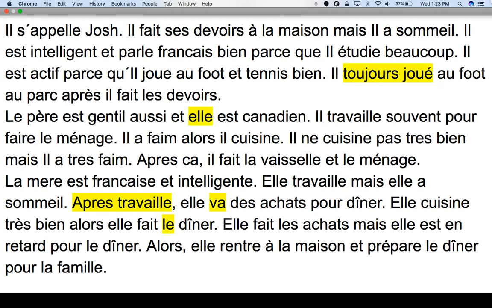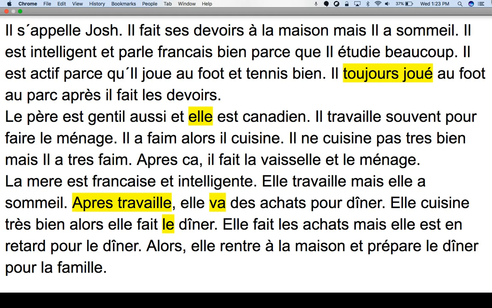Elle va des achats, it should say elle fait des achats, right? Because that's a faire expression. And the last one is not even that important. Elle fait le dîner. There was no le in what he wrote. I added the le because it just said she makes dinner. And in French, you have to say she makes the dinner. It's just a little thing.